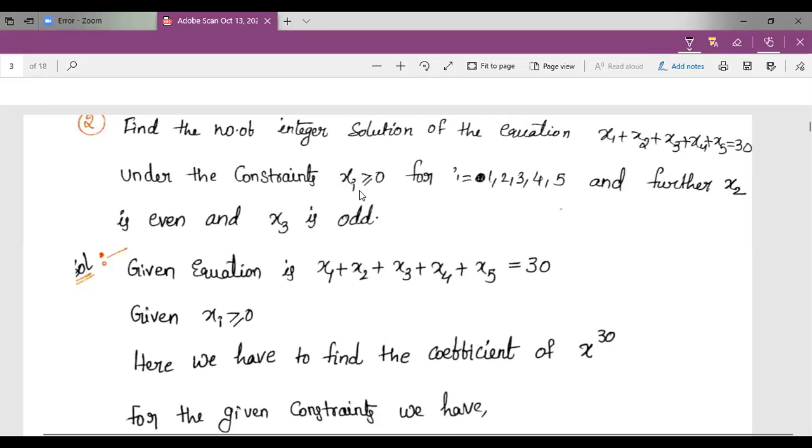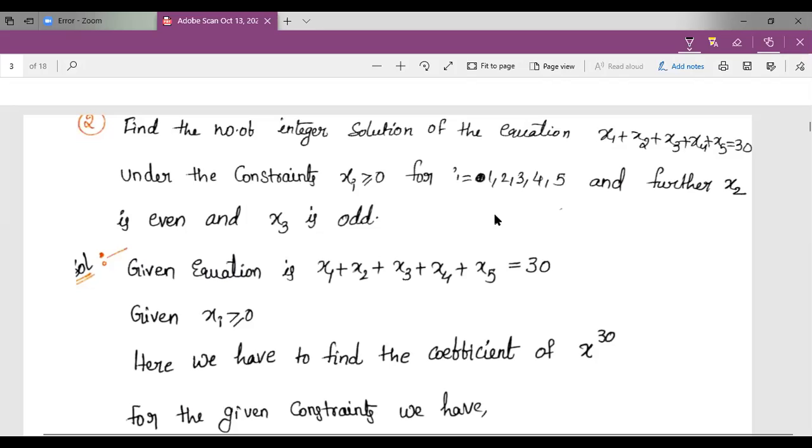The given constraints are xi ≥ 0 for i = 1, 2, 3, 4, 5, that is x1, x2, x3, x4, x5. The given condition for x2 is that it is even, so we take only even integer values for x2. And for x3 we take only odd integers. Now the total is 30, so we have to find the coefficient of x^30.